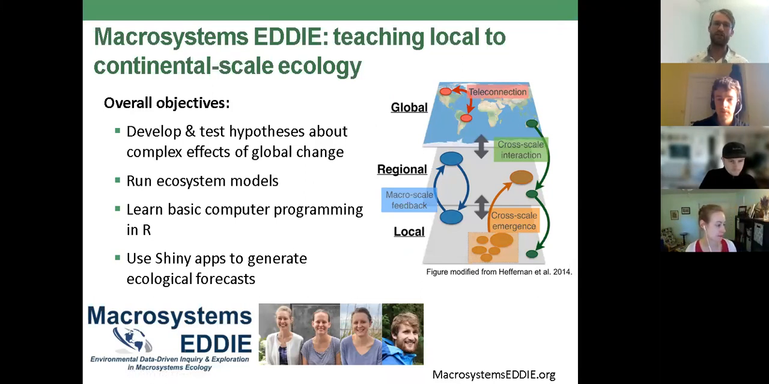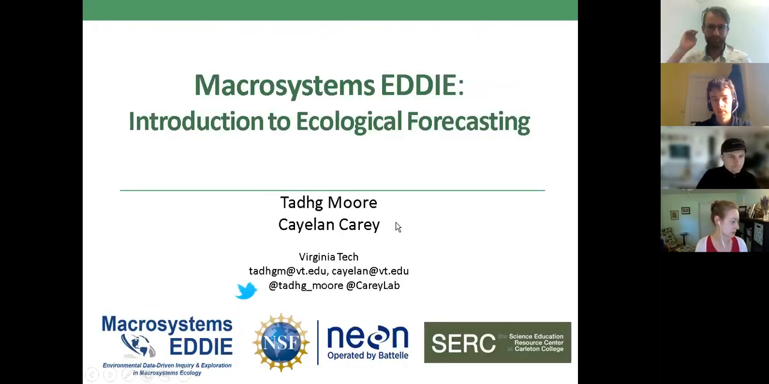Within Project EDDIE, we have Macrosystems EDDIE, which is led here at Virginia Tech, where it's looking to teach local to continental scale ecology. It's about getting students to develop and test hypotheses, introduce them to ecosystem modeling, learn basic R programming, and use Shiny apps to tap into that ecological forecasting side of things. For today, Professor Cayelan Carey is here with me, and also Dr. Ryan McClure is going to be my teaching assistant, and they'll be helping work through the different activities that we have today.